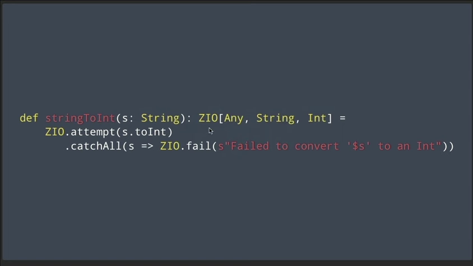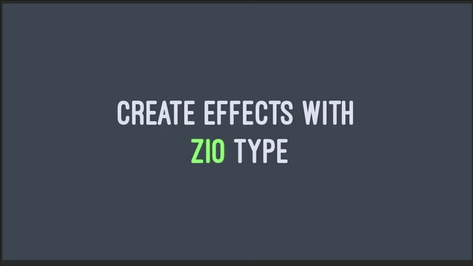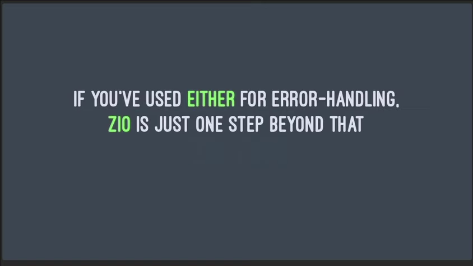So we handle these other functions with the ZIO type like this and ZIO constructs like you see here and here. And when we do this, we say that we're creating effects using the ZIO type. And as I mentioned before, if you used Either before for error handling, ZIO is just one step beyond that.